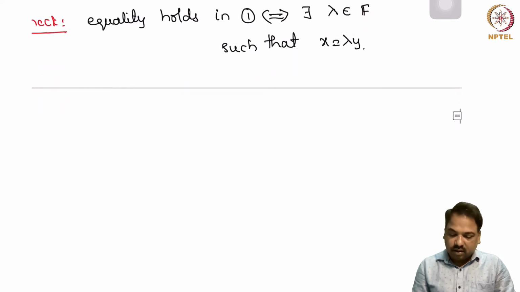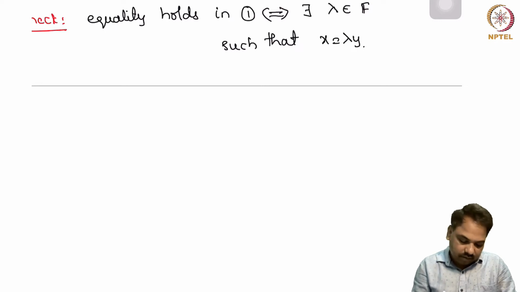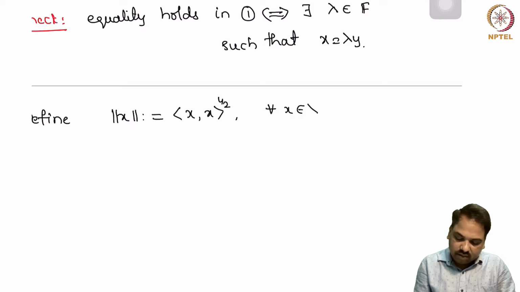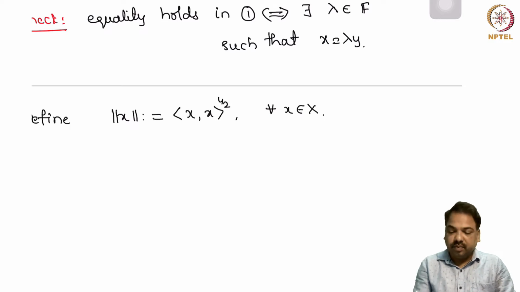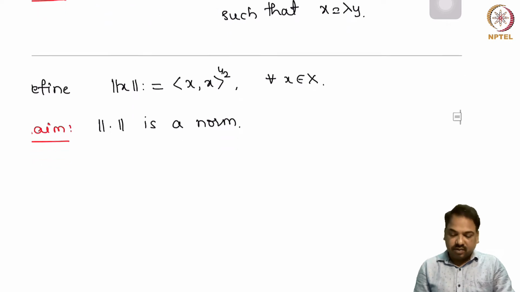Okay. Now using this inner product, we define a new function, norm of x, as the square root of the inner product of x with itself. So we show that this is a norm. You can quickly recall the axioms of a norm.